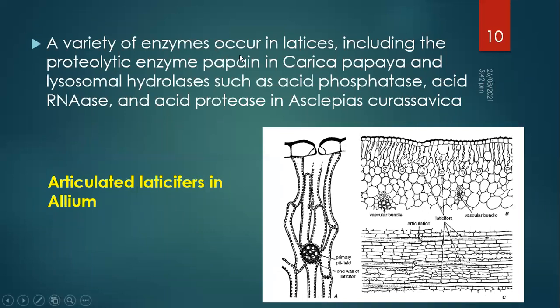A variety of enzymes also occurs in the laticifers, including the proteolytic enzyme papain in Carica papaya, and lysosomal hydrolases such as acid phosphatase, acid RNase, and acid protease in Asclepias curassavica. It is also present in the articulated laticifers of Allium. This structure shows that the laticifers are present as articulated or non-articulated structures in Allium cepa, generally known as the onion.